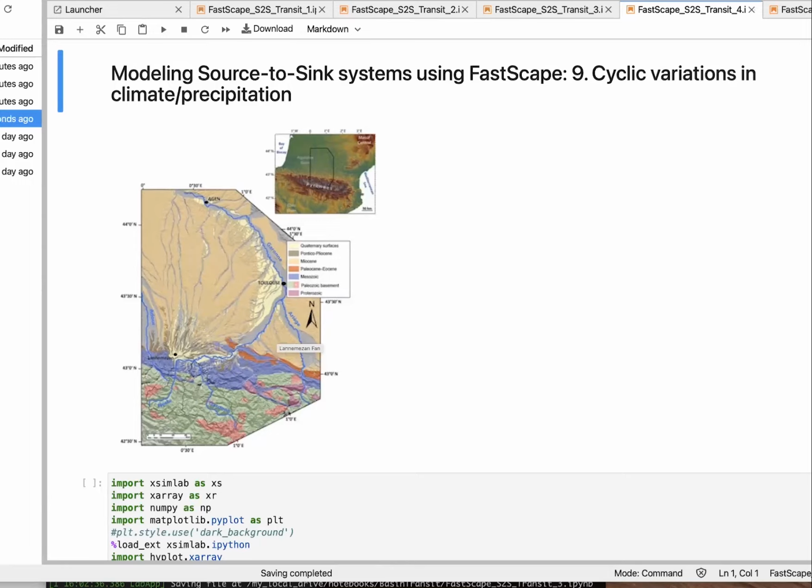Any question, anyone? Yes, I have one. Is there a tool that allows us to see the stratigraphy in three dimensions? Good question. Okay, so we're working on it.